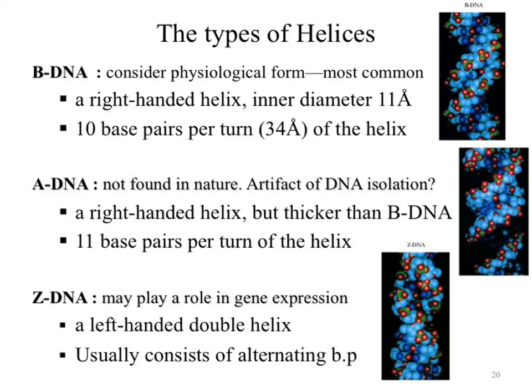The last form is Z DNA. We still don't have exact ideas on what's going on with that. It's primarily considered to be for gene expression. We're looking at a left-handed double helix. What's in reference to left-handed versus right-handed?